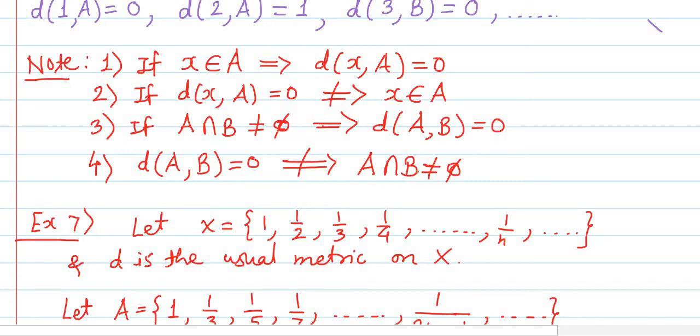In this manner, in today's class we have discussed two important concepts. The first one was the distance between two non-empty sets, and the second was the distance from a point to a set. And we have also discussed some examples.